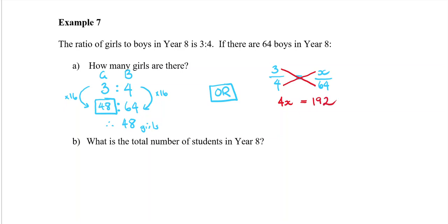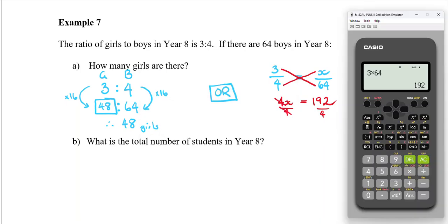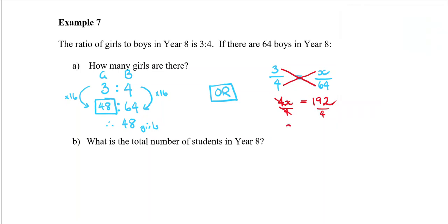Okay, then to get rid of the 4 in front of the x, that has been multiplied with the x, so I'm going to divide by 4. Divide by 4. Okay, gets rid of the 4, and now we go 192 divided by 4, and there is our 48 girls again. Okay, so as I said, either method is okay, but let's try to do the fraction method more because it's going to help us with some other questions down the track.